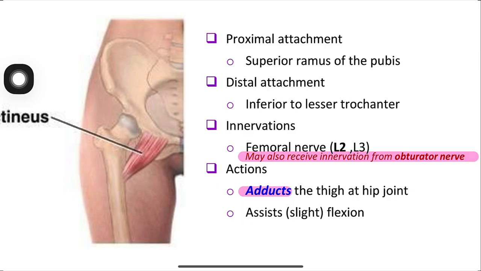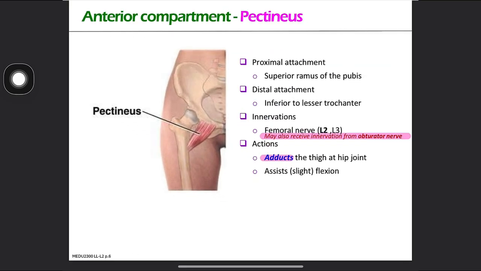So that's why the major action is to adduct the thigh at the hip joint. It also slightly helps, when you're doing this, you slightly bend the thigh to do the flexion. So that's why we say the pectineus is an outlier, okay?